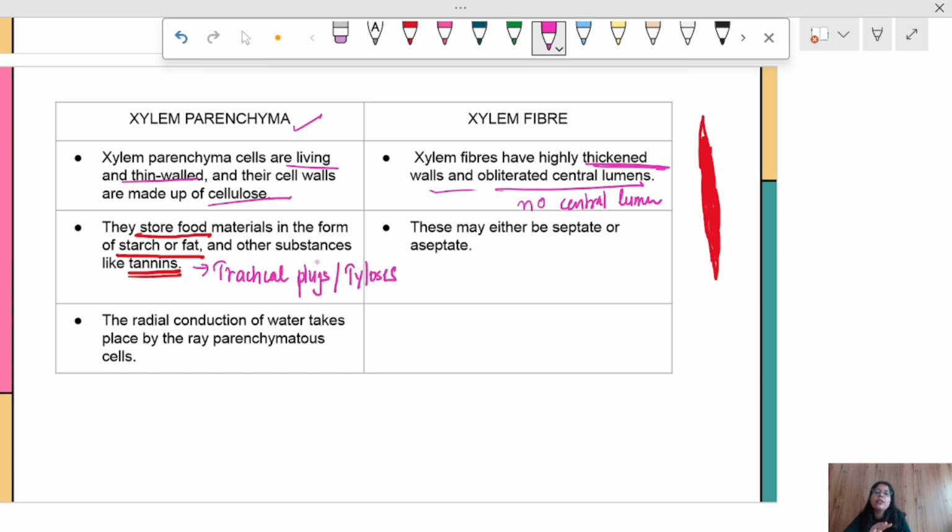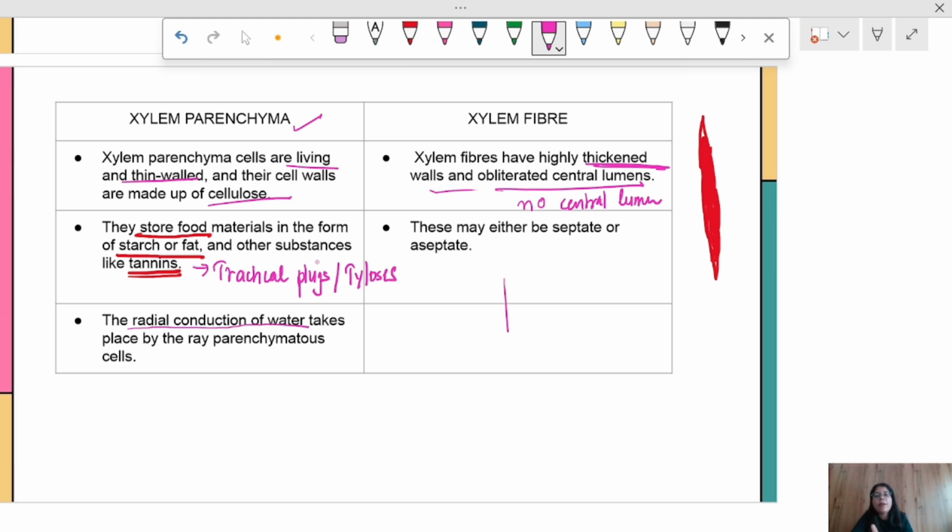I'm not discussing much about this concept, but if you want, I can make a video and explain this. Okay. So what it is storing, that you must remember. It is storing starch or fat as well as tannin. Starch, fat, tannin. Please remember, they will replace starch or fat with something else. Okay. And it is also responsible for radial conduction of water.